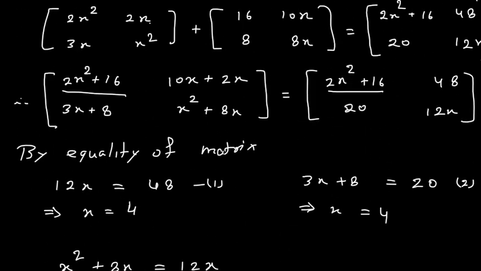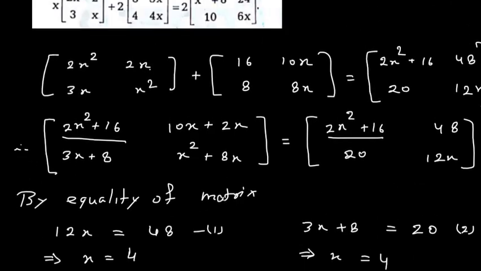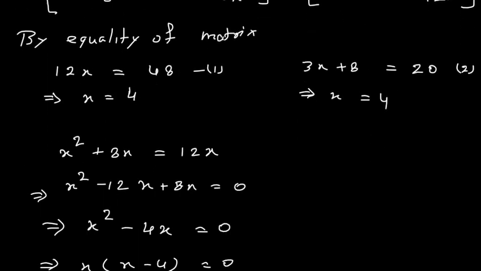Okay, as this is a 1 mark question, it is not necessary that you solve all. Once you get x is equal to 4, here you can stop. Find the non-zero value of x. So we got the non-zero value of x is 4.